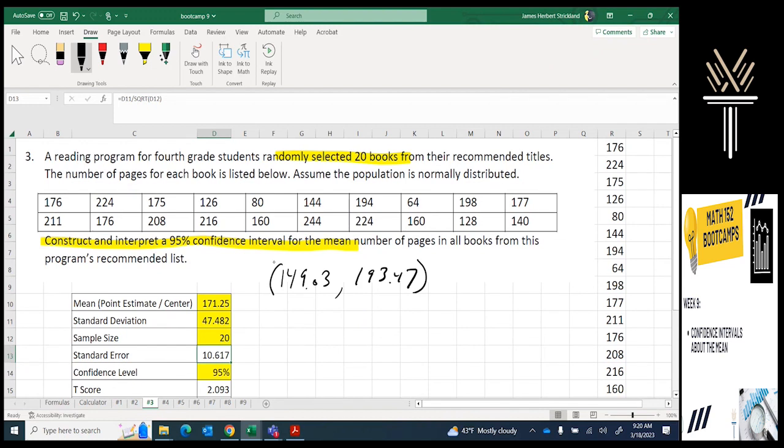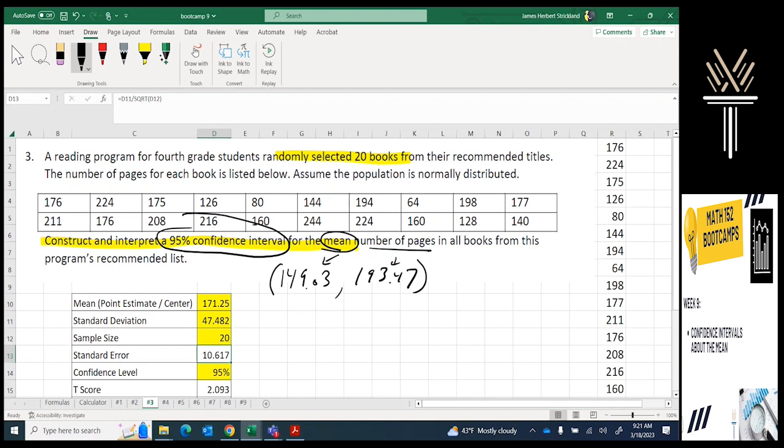So in this case, if I wanted to interpret it, I would say I am 95% confident the true population mean number of pages is somewhere between 149.03 and 193.47. And it's okay that they're decimals because we're talking about a population mean, and means, of course, are continuous. They can have decimals. And so I'm saying if you went to find all the books in the universe of books and found the mean number of pages, that mean is somewhere between these two values.